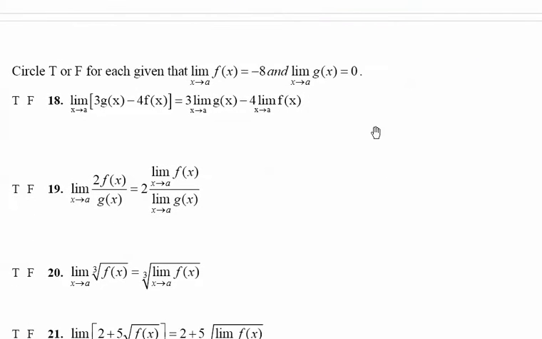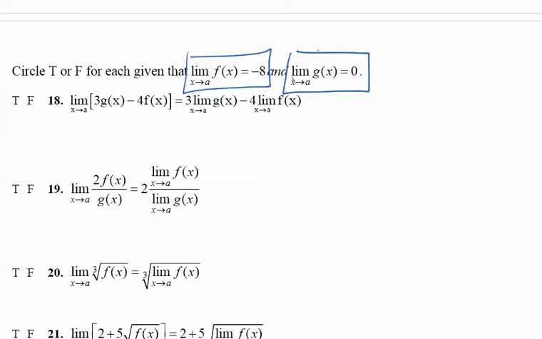All right, a couple of true-false questions are given here. We know these are questions about limit laws, I suspect. We are given the limit as x goes to a of f of x, and we're given the limit of g as x goes to a. Notice that that's a 0.